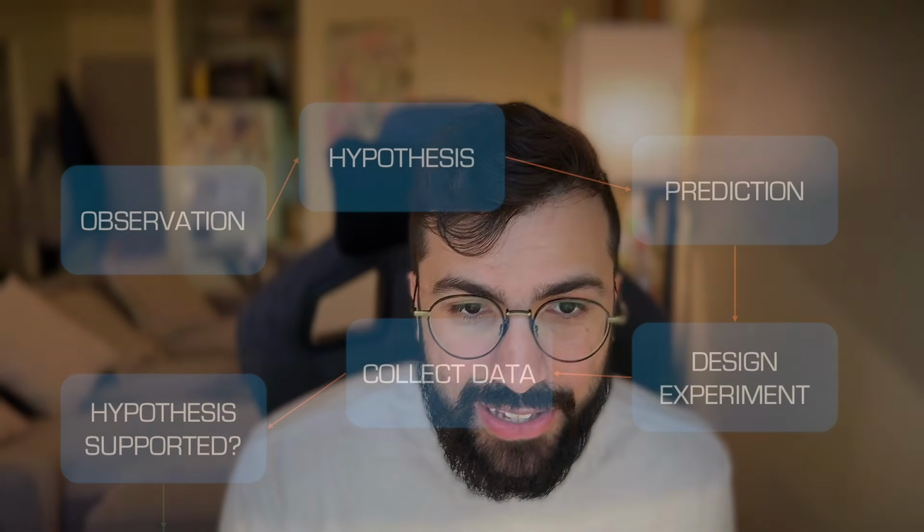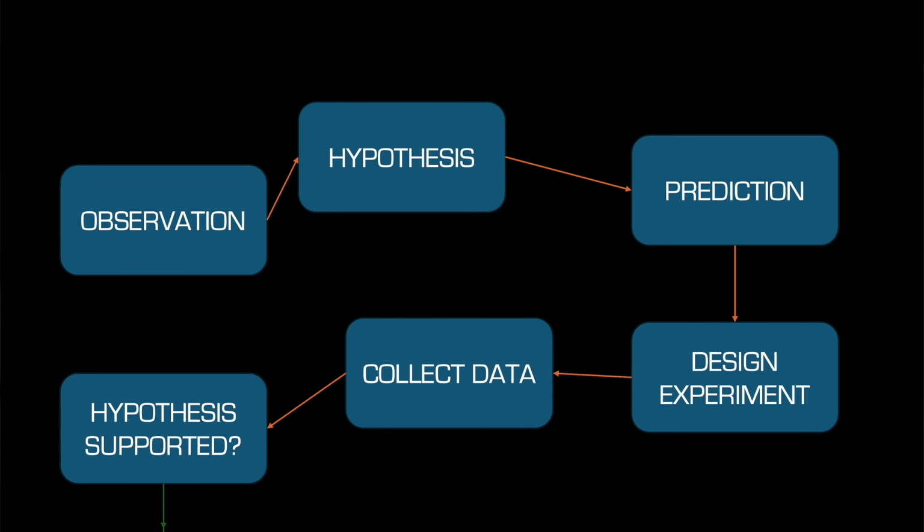And here's the part that matters most for what we're going to do tonight. What happens when the data doesn't match the prediction? In real science, you go back and revise the hypothesis. That's fine. That's the process working exactly as intended. But, and this is critical, when you revise it, you have to go back to step 3. You have to make a new prediction before collecting new data and test it again.